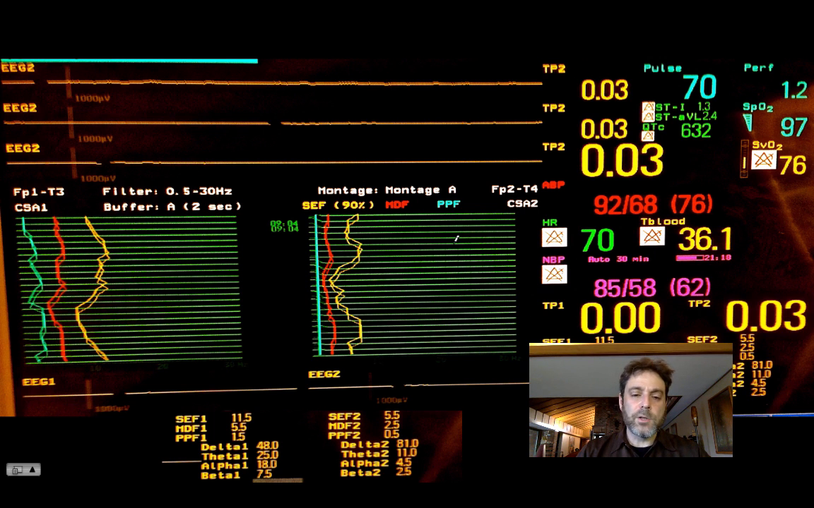So here is an example of the scale being inappropriately high, 1,000 microvolts, so we can't actually see the waveforms, but we can see over there through the Fourier analysis what the composition is of these waves, and we can also see the trends. This is the spectral edge frequency over time.